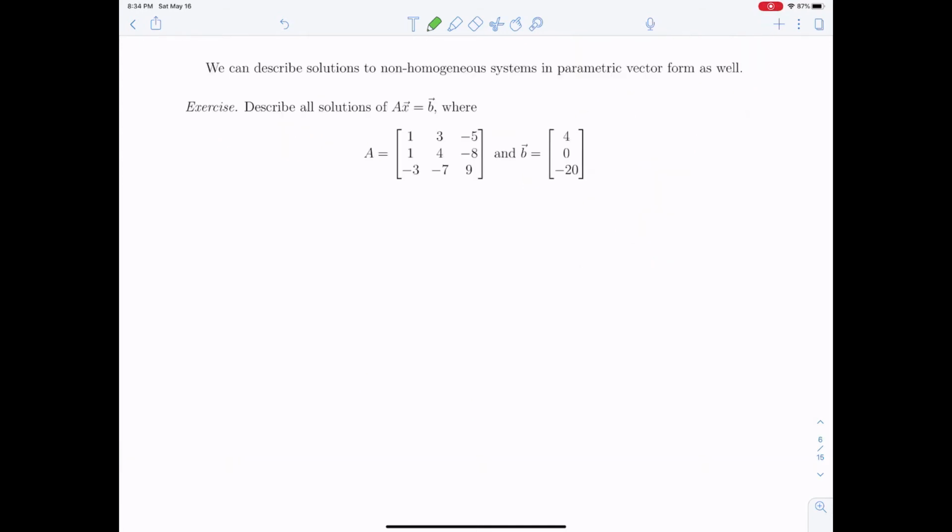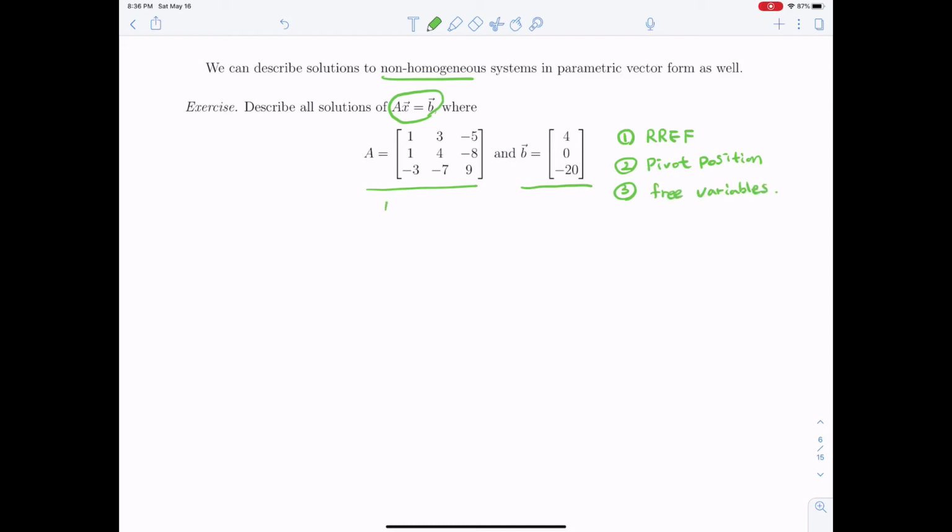We can also describe solutions to a non-homogeneous system in parametric vector form. Here, non-homogeneous means that Ax is not equal to 0, but equals some non-zero vector b. So for example, A is something like this, and b is a vector which is not equal to 0. And the way we solve the problem is very similar. Again, you RREF the augmented matrix, and then see if there are any pivot positions. And lastly, identify all free variables.